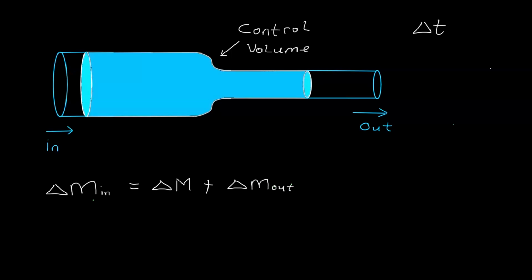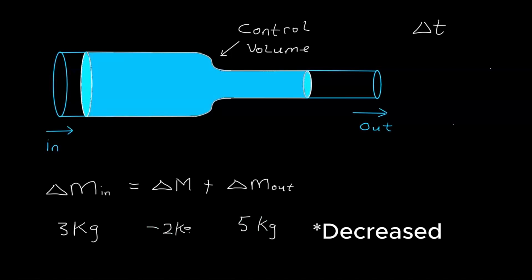And to explain how this would really work, if 5 kilograms of fluid flowed into our control volume, and in the same amount of time 3 kilograms flowed out, it would mean that the mass of fluid in the control volume would have increased by 2 kilograms. On the other hand, if it was 3 kilograms of fluid that flowed in and 5 kilograms flowed out, then the mass of fluid within our control volume would have decreased by 2 kilograms in that time frame.